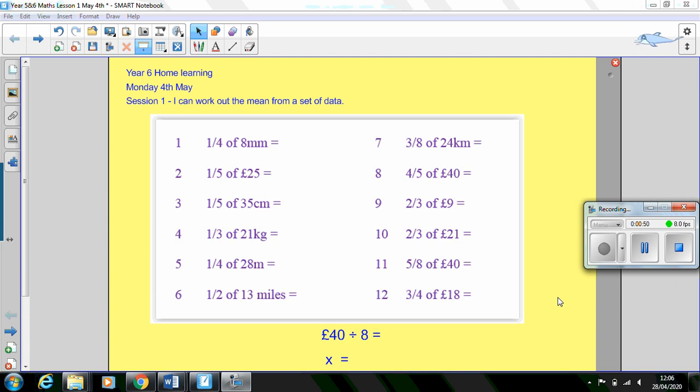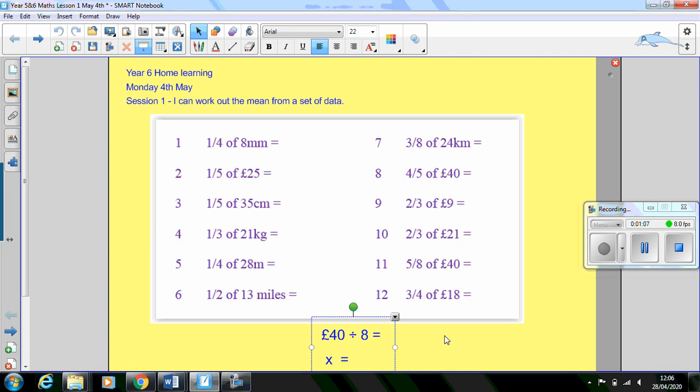Before you go to today's questions, I'll just do a quick reminder, and I'm going to pick out question 11 here, which is how do we work out 5/8 of 40? Very simply, we have got to find 1/8, and to find 1/8, you divide 40 by 8. I've started that off here. So 40 divided by 8 equals £5, remembering that I have to put in the pound sign because that is what it's asking us for.